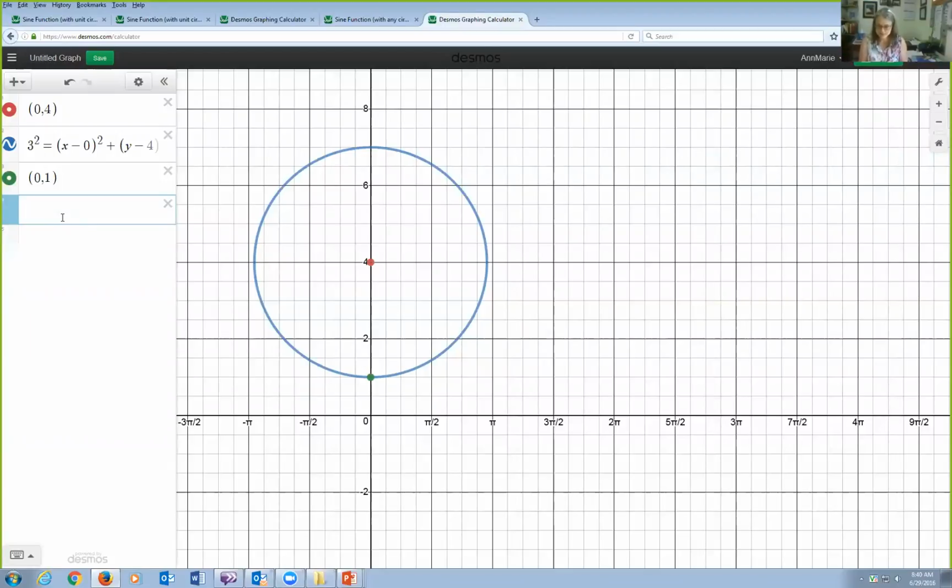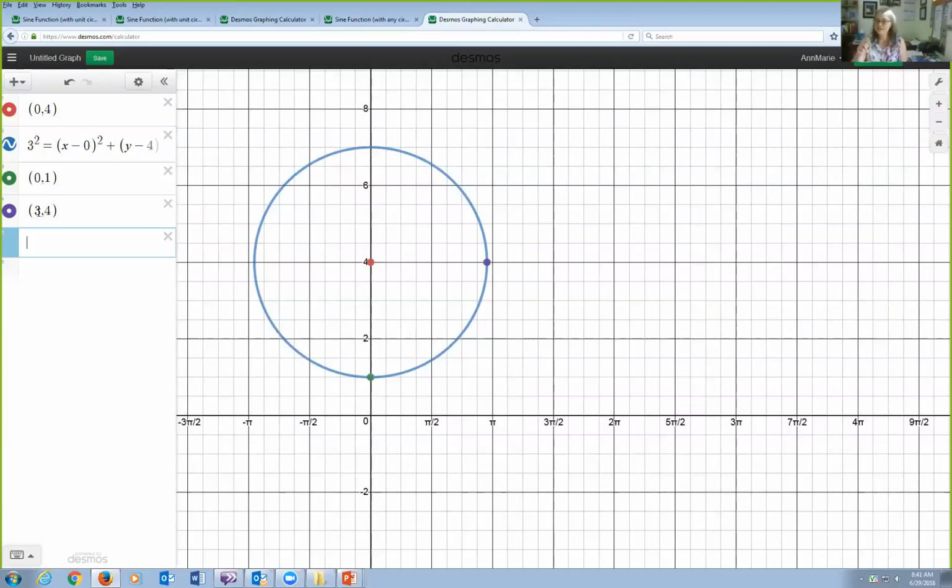What happens as that point moves a quarter of the way around the circle? So at an angle of pi over 2, how high is it? That is right here on my circle, (0, 4). So let me put that in. The height of that point above the x-axis is 4 units, yes?